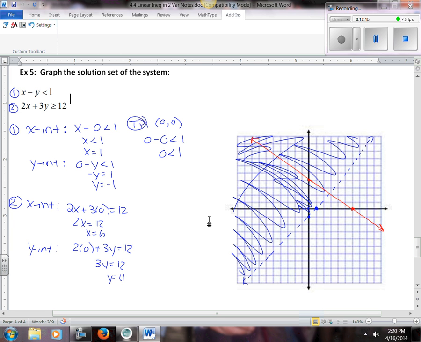And we need to determine the test point. So again, let's use (0, 0). Okay. 2 times 0 plus 3 times 0 is greater than or equal to 12. Is 0 greater than or equal to 12? No. Which means I need to shade in the opposite direction. It can't include (0, 0). Okay. So for solutions with systems, it's where it's double shaded. So this region here is where you're going to find your solutions, where it's double shaded.